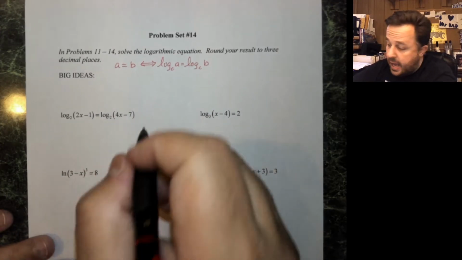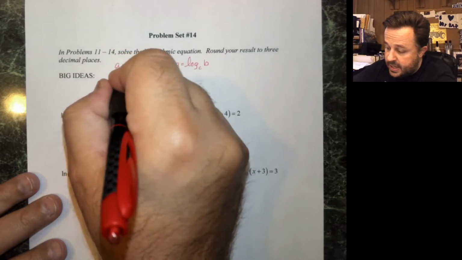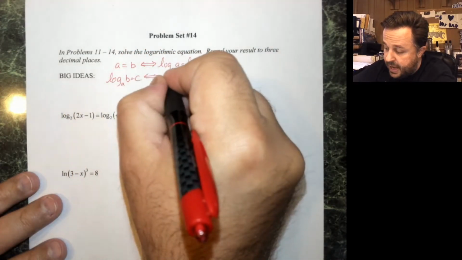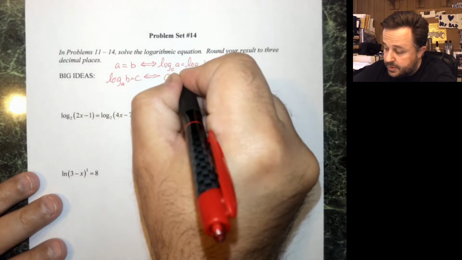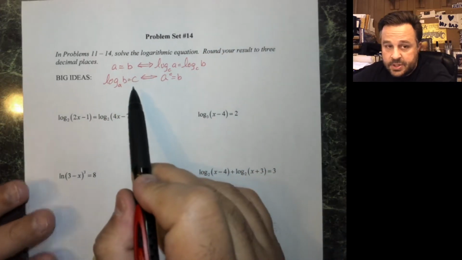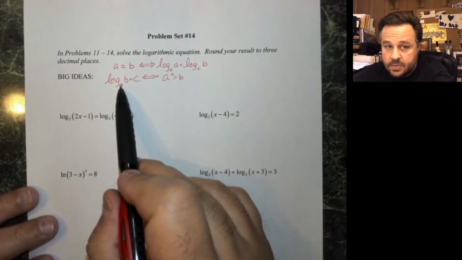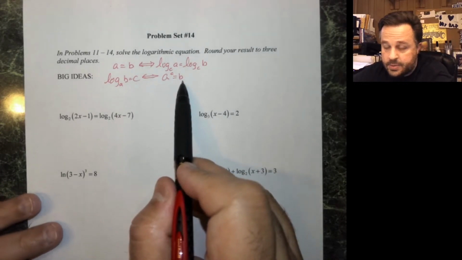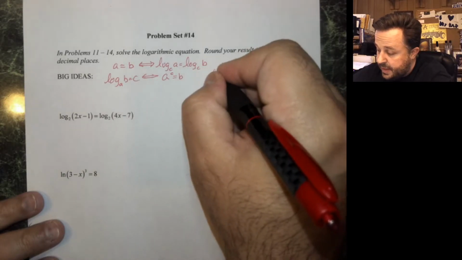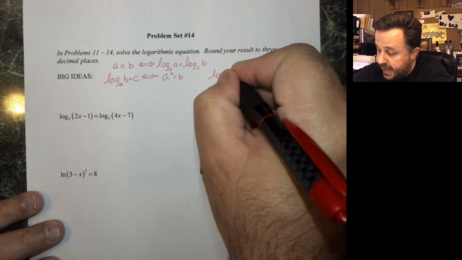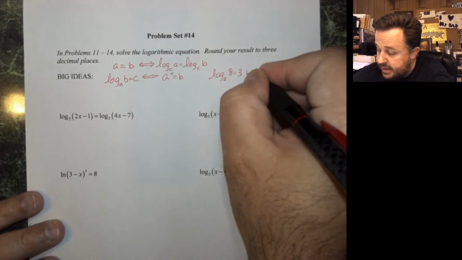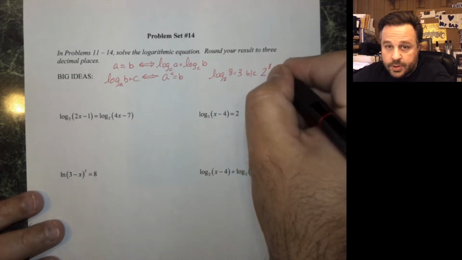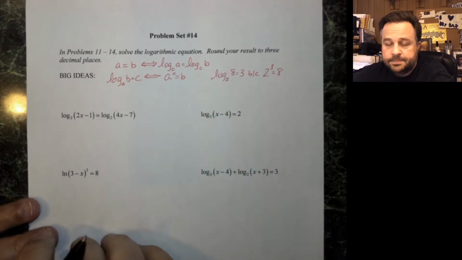Okay. Next big idea is that log base A of B is equal to C if and only if A to the C power is equal to B. And this is just the definition of what a logarithm is. An example of that would be log base 2 of 8 is 3 if and only if 2 to the third power is 8.